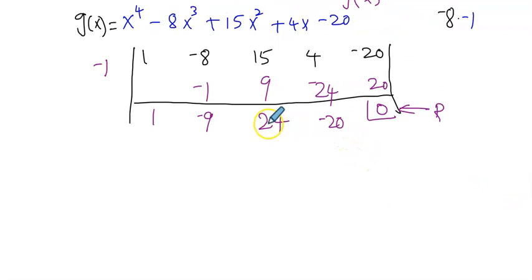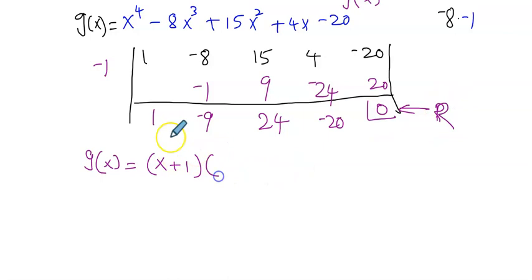See, constant, x, x square, x cube. So this g of x, I can write it as x plus 1 times... See, that minus 1 is telling me remainder 0. The whole thing is telling me that x plus 1 is a factor, times 1x cube minus 9x square plus 24x minus 20.